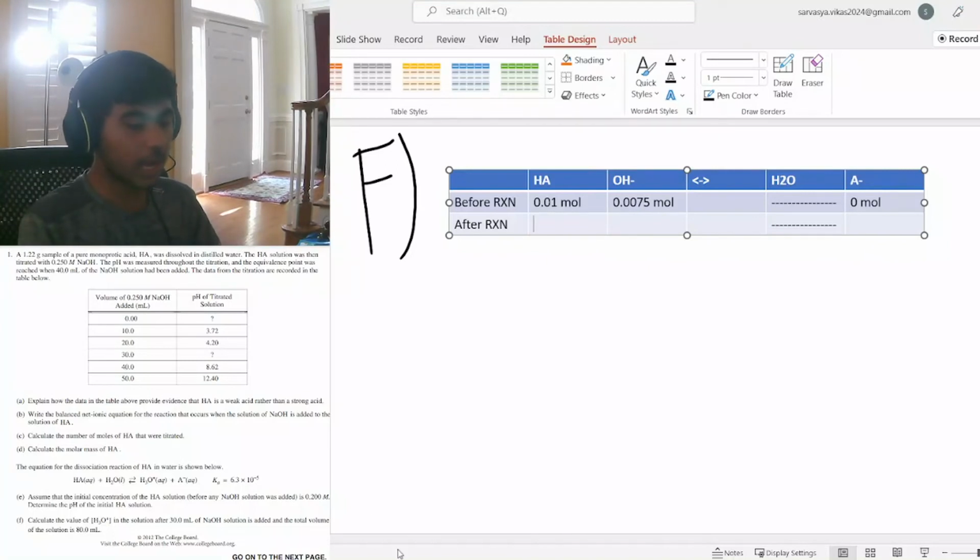Now what's going to happen after the reaction? Well, we're going to react all of this down, so this is going to become 0 moles. We're going to react 3/4 of this, so we just end up with 0.0025 moles. And then over here, we end up with 0.0075 moles, the amount that was reacted. That's what our ICE box is going to look like at the end. And now what do we do? Well, this is what kind of equation? Now how do we use this equation?